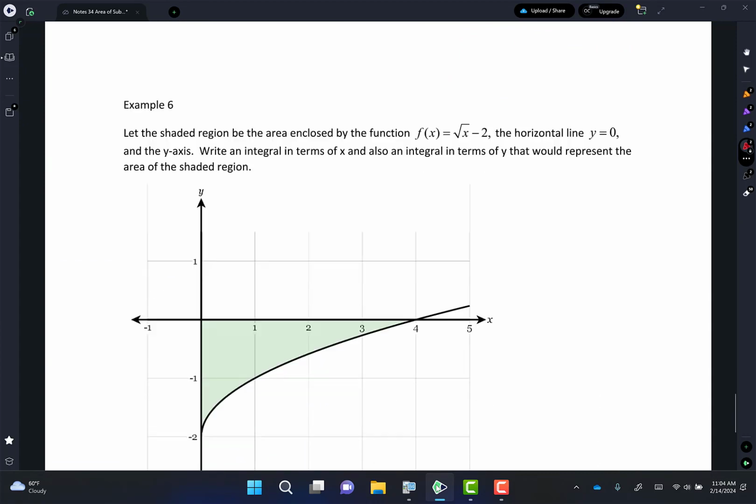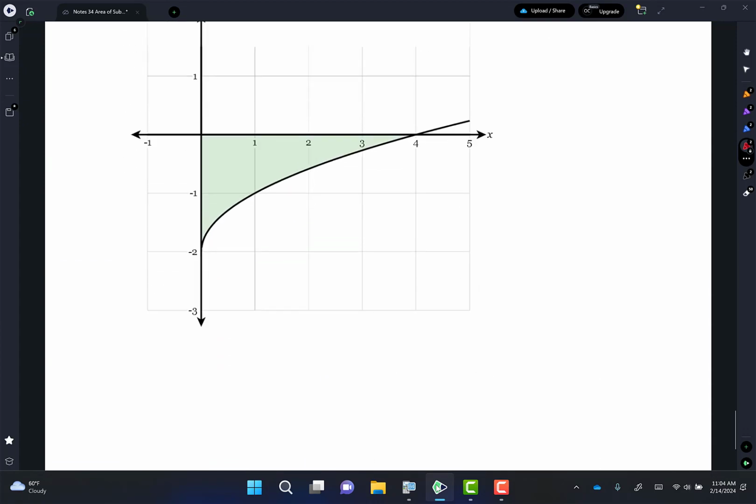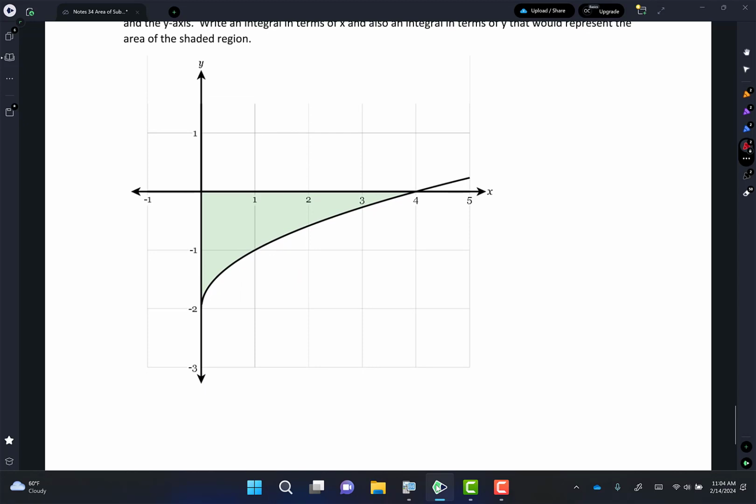All right, one more, guys. Last one. We're going to do this 2 different ways. We're almost done.